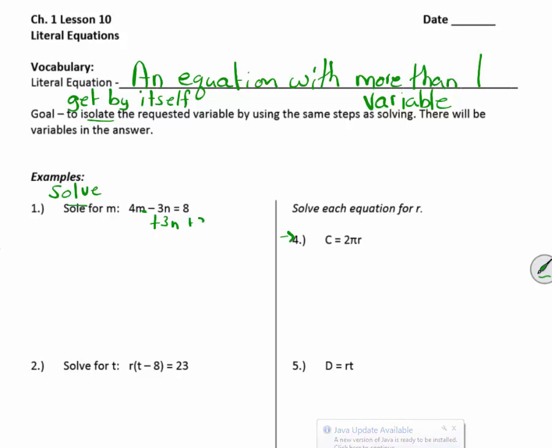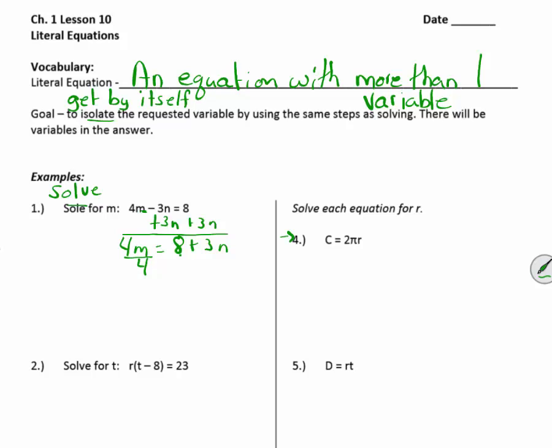And what I do to one side, I have to do to the other. So I'm left with 4m. Now, I can't put those together because they're not like terms. So I can't make it 11n. What I make it, though, is I just show that they're being added. 8 plus 3n.